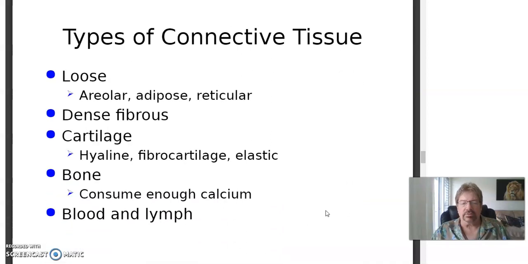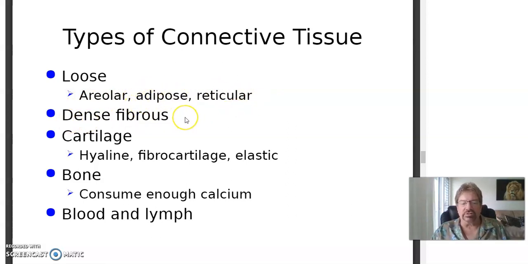Okay, types of connective tissue. There's loose, and then there's dense fibrous, and there's cartilage, bone, and blood and lymph. Loose is areolar, adipose, and reticular. Be familiar with those names, guys. Adipose tissue is fat, of course.